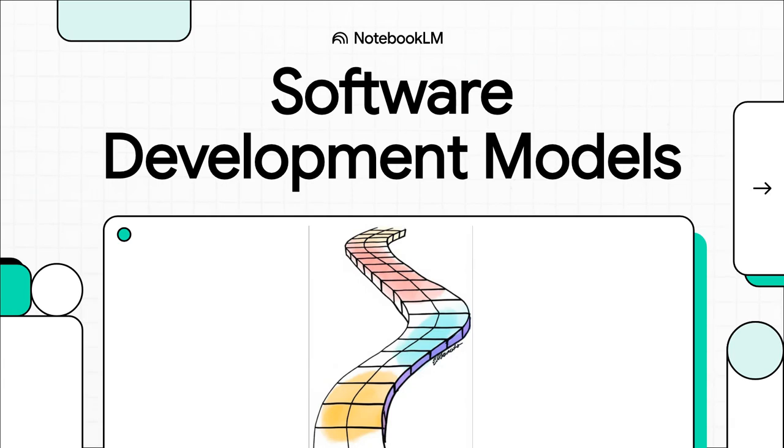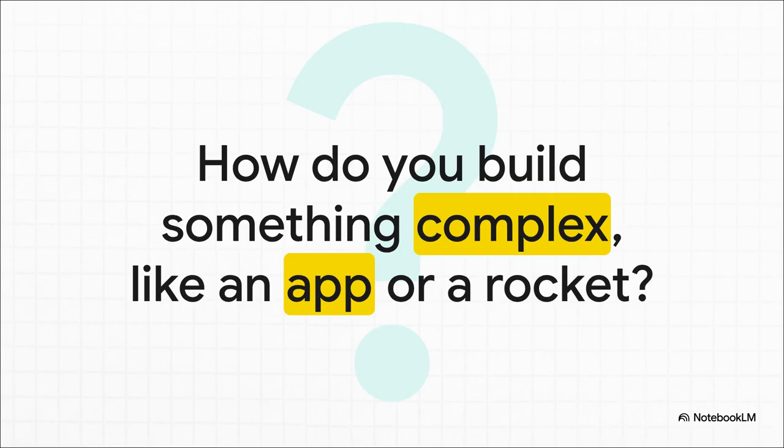Have you ever stopped to think about how the apps on your phone actually get made? How they go from just an idea to this polished thing that millions of people use? Well, it's not magic. It's a plan. And today, we're going to break down the different kinds of plans or models that teams use to build great software.